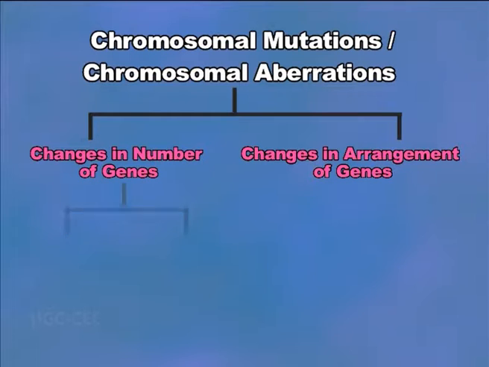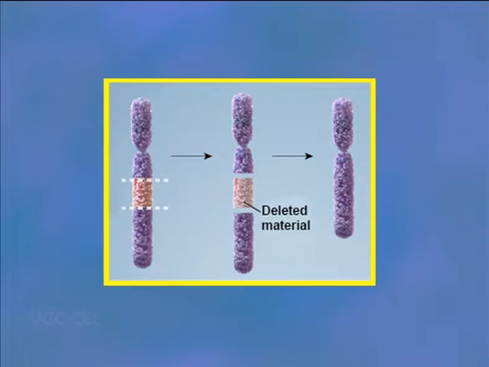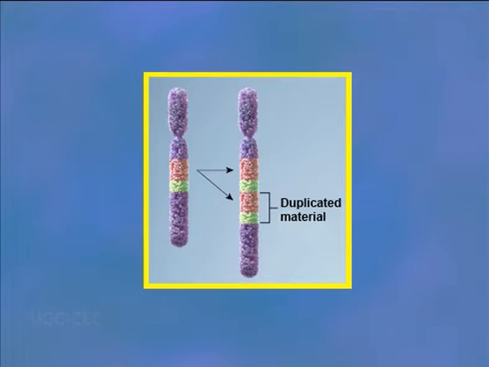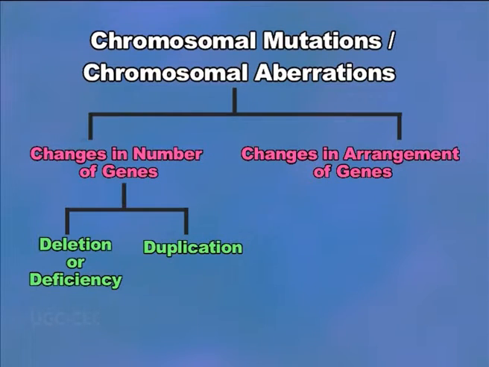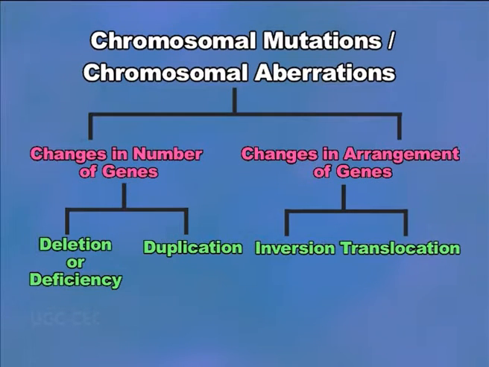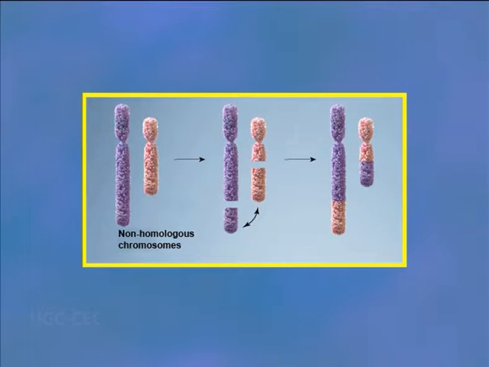Changes in number of genes include two conditions. Number 1, deletion or deficiency, that is loss of one or more genes, and condition number 2, duplication, that is addition of one or more genes. Changes in the arrangement of genes include number 1, inversion, that is rotation of a block of genes in a chromosome at 180 degrees, and number 2, translocation, exchange of parts between non-homologous chromosomes.